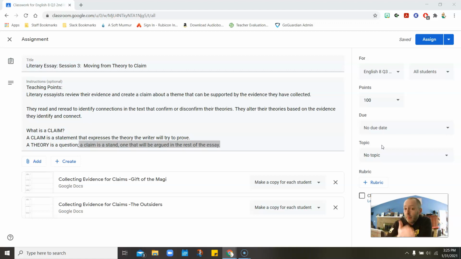If you didn't, then you've got to go back and do that. That's in one of our previous lessons. So we're going to review our evidence. We're going to create a claim about a theme that can be supported by the evidence that we have collected. These are the teaching points that we're going to have up here. We just talked about what a claim was. It's a statement that expresses a theory that you're going to try to prove.